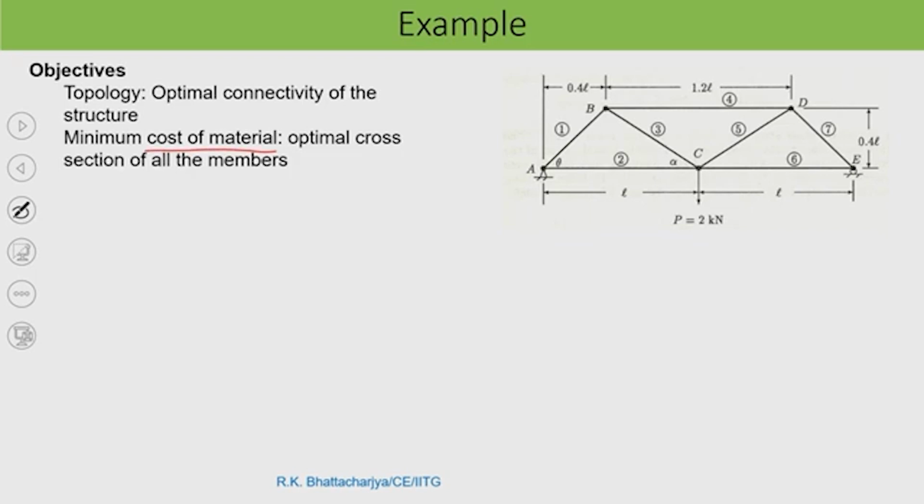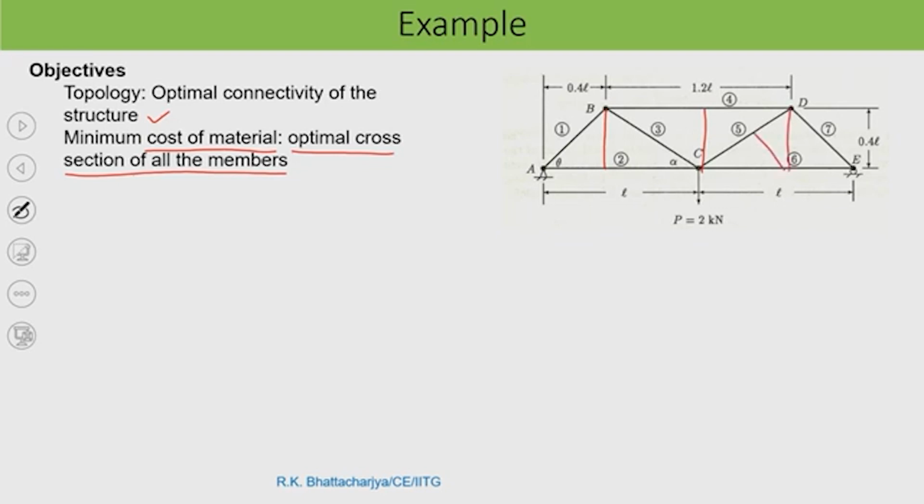Okay. So, minimum cost of material, and we can say that optimal cross section of all members. So, this is another objective. So, I can have topology optimization, that means I would like to find out optimal connectivity of the structure. So, what does it mean? Suppose there may be other connections here.